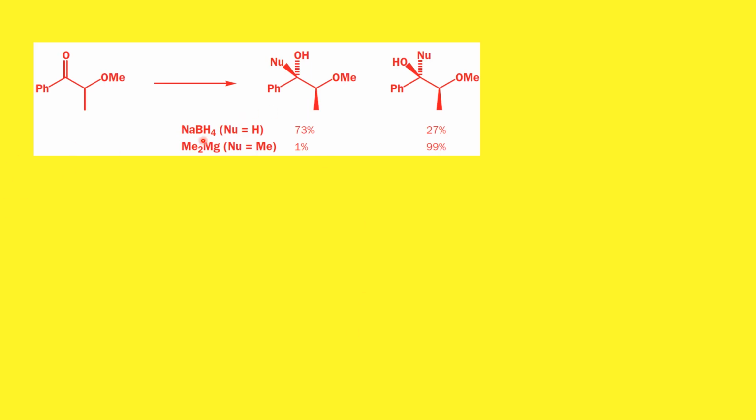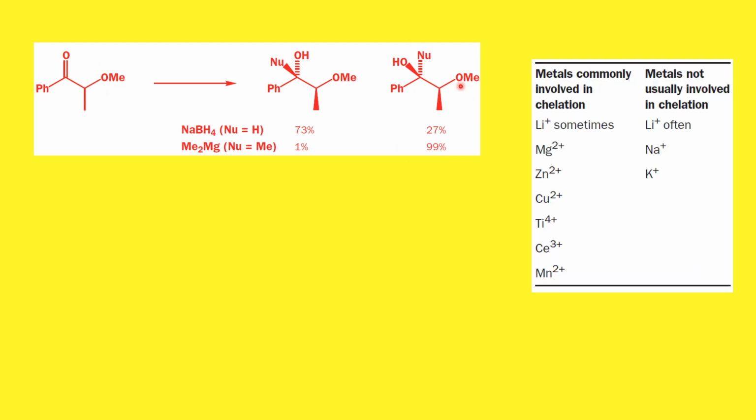Now this is again the same example. When you carry out the reduction using sodium borohydride, this is the major product. When you carry out the attack of a nucleophile, then this is the major product. Again, these are all metals which are commonly involved in chelation. Lithium sometimes is involved, sometimes it isn't. For example, in the question that was asked in this year's GATE exam, whenever lithium is involved in the chelation, you can be assured that the starting material and product will have been given to you, because it is very hard to predict whether lithium will be involved in chelation or not. You have to consider that it does not get involved in chelation, but sometimes it does.